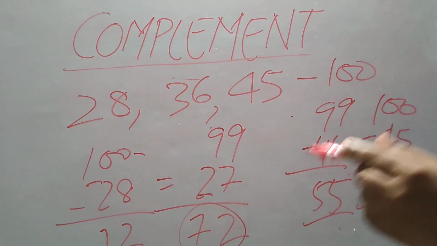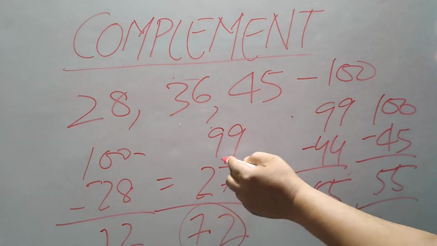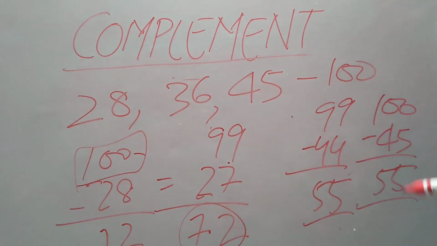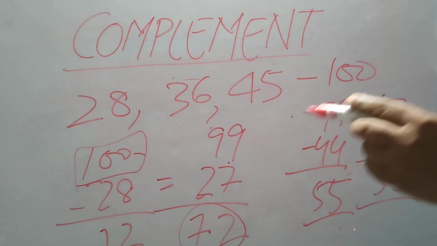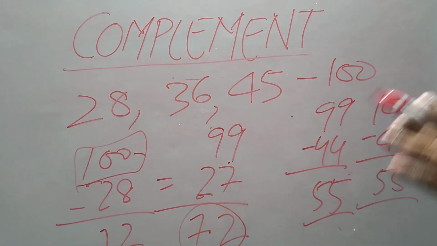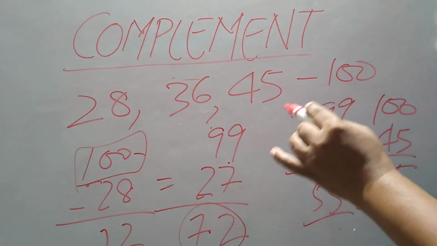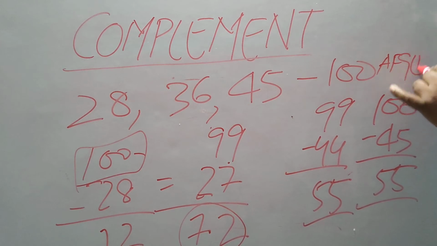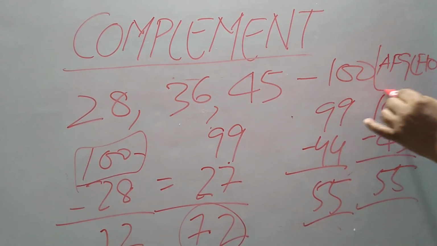Do remember one thing, the complement of the number and the given number will always equal the base. If your addition is not coming equal to the base, that means you have found a wrong complement. Something is wrong with the complement. So always use the concept AF9, LF10. All from 9, last from 10. You have to use this basic sutra.